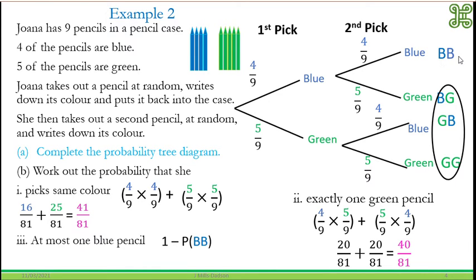And we know BB is 4/9 times 4/9, which is 16/81. So 1 minus 16/81 is 65/81. So 4/9 times 4/9 is 16/81. So taking away from 1 is 65/81.